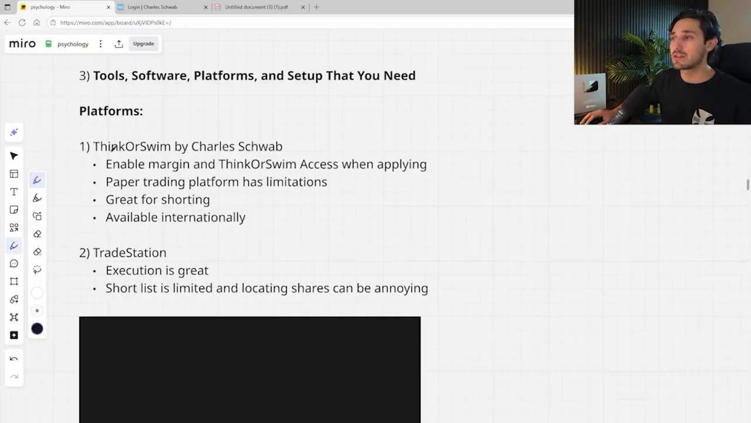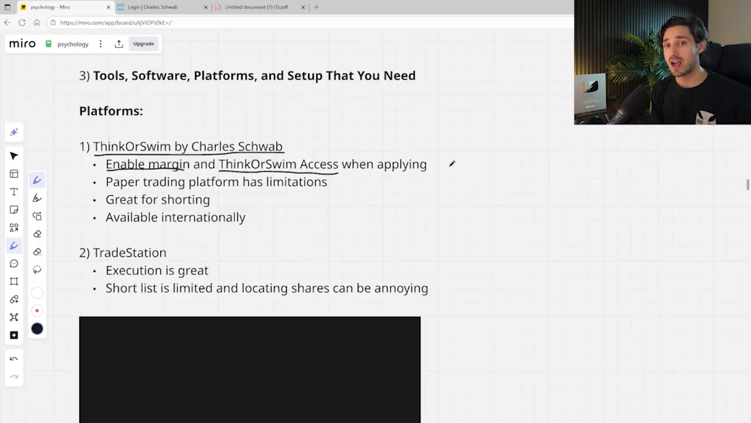Number one on my ranking is Thinkorswim by Charles Schwab. This is actually the platform that I personally use for my own day trading. And whenever you're creating a Schwab account, make sure you enable margin and you enable Thinkorswim access when you are applying. And let's go over the pros first. Number one, the execution is overall really good. It's a great platform to scalp stocks on. Of course, every platform is going to have delays and it's going to be slow from time to time, but overall, Thinkorswim is consistently fast with the execution. And I think the platform overall is actually pretty intuitive at first. It's going to seem really strange because it looks a lot different than other trading platforms.